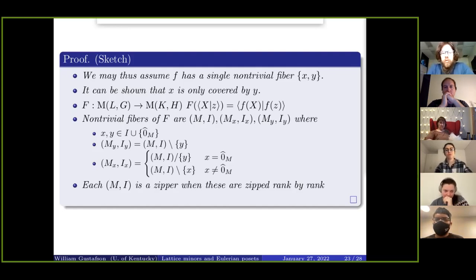The next step is that we show the non-trivial fibers of this map F are these triplets here, where Mi is a minor which contains both X and Y either as generators or a minimal element. And then the other two minors we obtain by removing X and Y. When we remove Y, that's necessarily by deleting it. Removing X, if it's the minimum element of M, we have to contract Y, and otherwise we delete X.